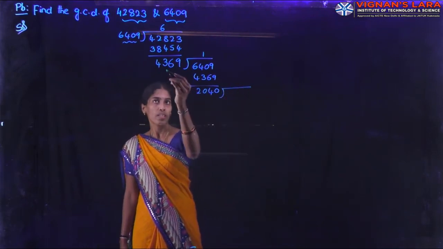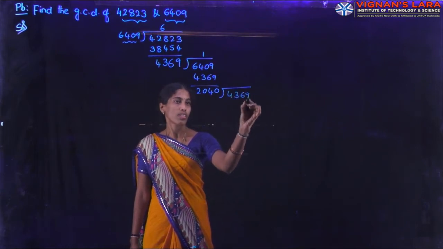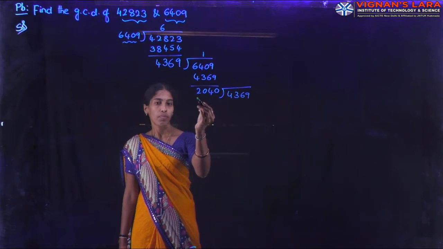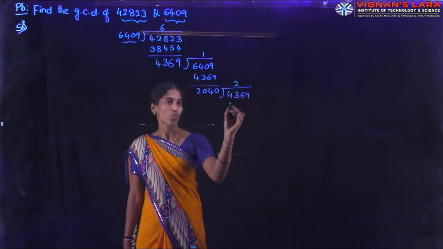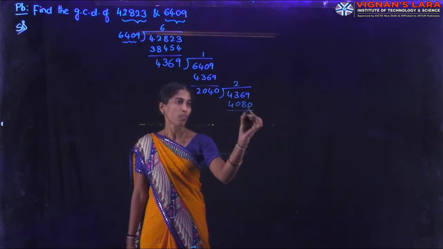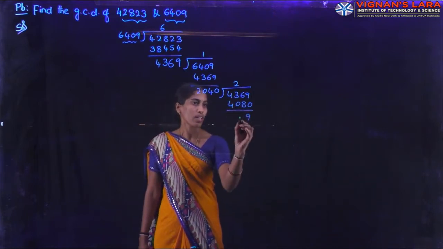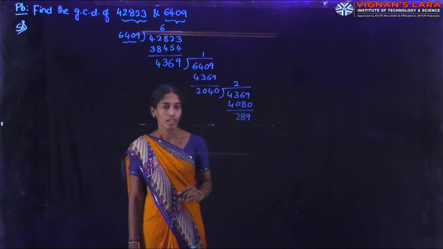Now, divide the previous divisor 4,369 using the remainder 2,040. How many times? 2 times. We get 4,080. What is the remainder? 9 minus 0, 9. 16 minus 8, 8. 2, right? 289.